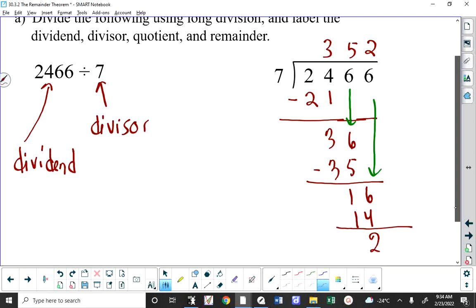The end result here is you can no longer divide. You cannot divide 7 into 2. It doesn't fit. We're thinking whole numbers here. And there's nothing else to bring down, so we're done.